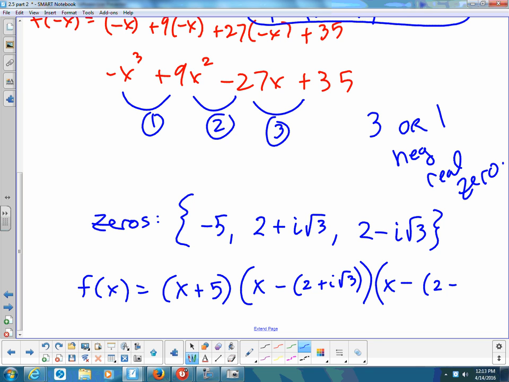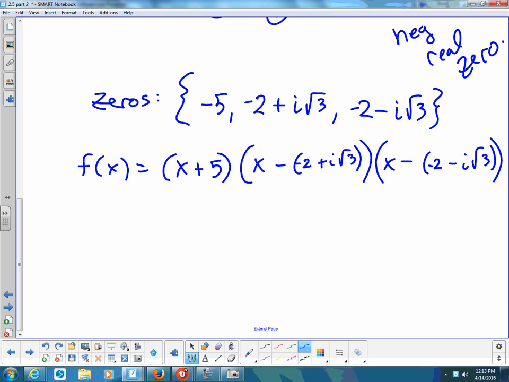Minus i√3. This is because it gets -2, not 2. Is it -2 plus i√3? Right here? Yeah. And thank you. So that should be a negative in there, that should be a negative in there. Okay, does this look okay?